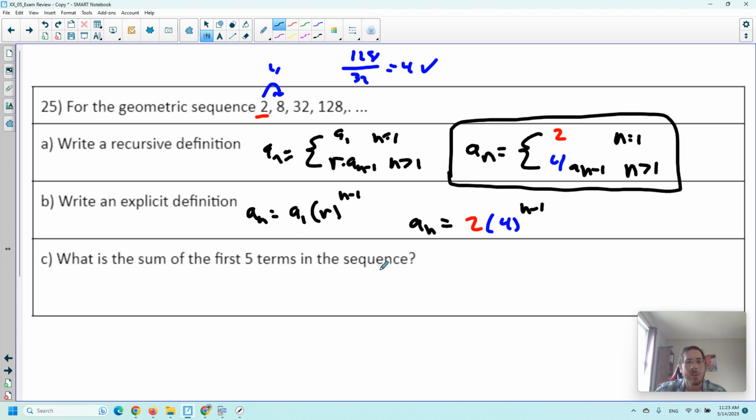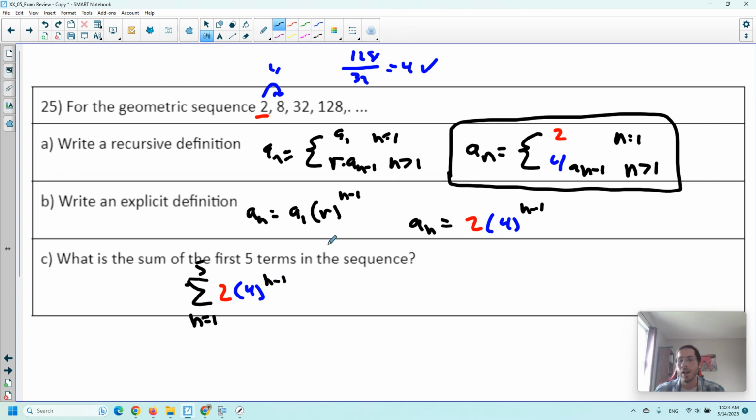For part C, what's the sum of the first 5 terms in the sequence? A ton of ways you could do that. Since I already gave you 4 terms, I'm guessing most people are just going to multiply 128 by 4 and then add all of them up. But that's not very fun, so we're not going to do that. We're going to use sigma because we want to go from 1 to 5 because we got 5 terms. The reason sigma is useful is because we already had to get the equation in part B. So we're just going to do 2 times 4 to the n minus 1 power.